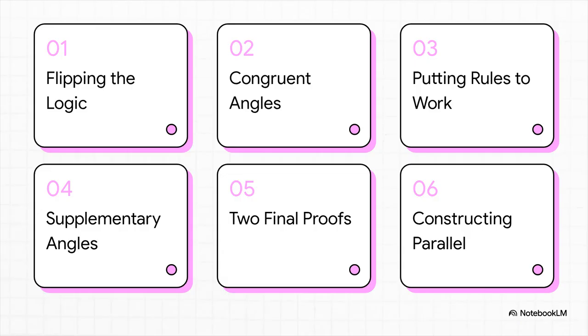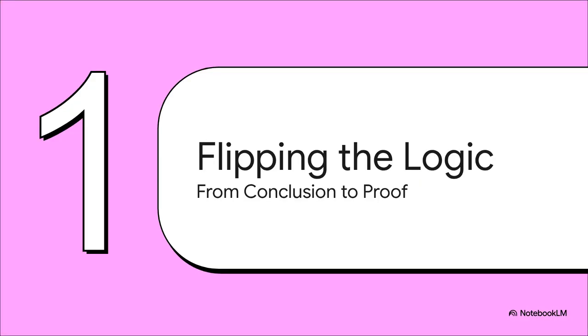All right, here's our game plan for this explainer. First, we're going to flip some logic you might already know right on its head. Then, we'll build up our toolkit piece by piece, starting with congruent angles and then moving on to supplementary ones. After that, we'll put them to the test with a real example, tack on a couple of special cases, and then wrap things up by learning how to actually construct a parallel line from scratch. Sound good? Okay, first up, flipping our logic.